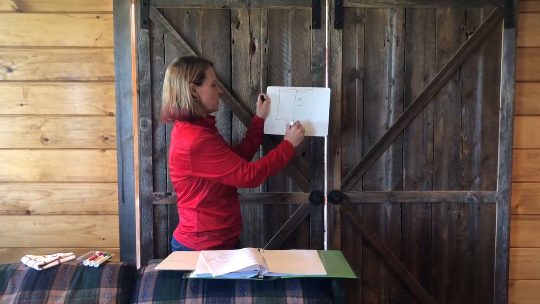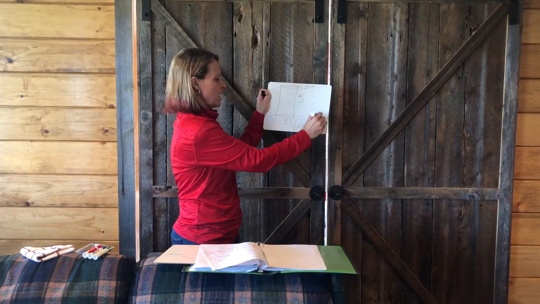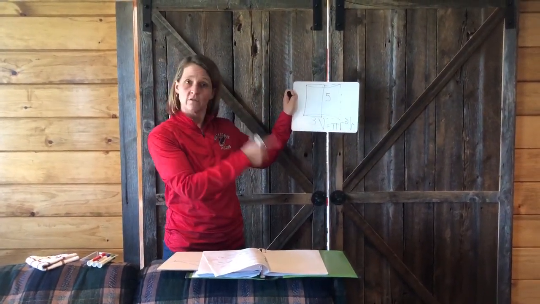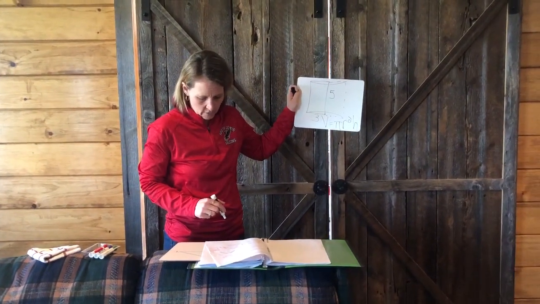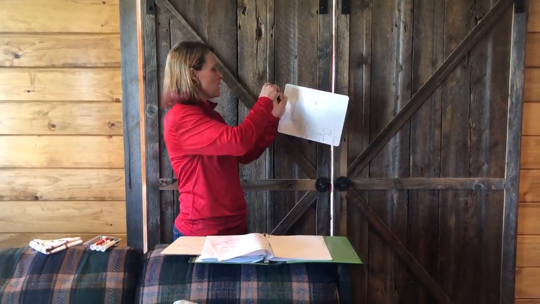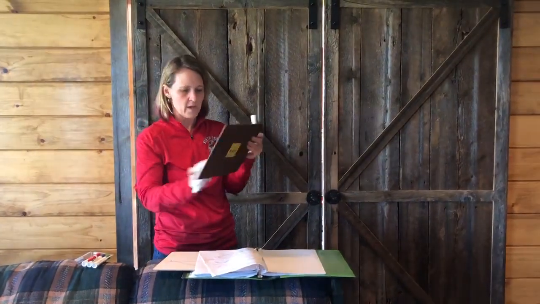So volume of a cylinder, pi r squared h. Plug in your 3 for your radius, your 5 for your height, and you're off and running. I believe it says leave it in terms of pi. Yes, it does. Awesome.